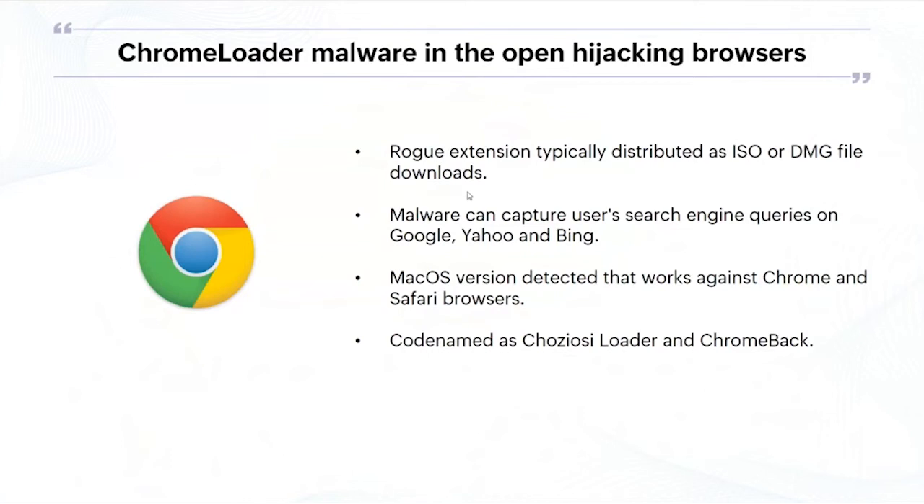Speaking of the malware, this ChromeLoader is a rogue Chrome browser extension which is typically being distributed as ISO or DMG file downloads in paper install sites, on Twitter, and on free gaming and movie sites as QR codes. The malware can capture users' search engine queries on Google, Yahoo, and Bing, and can also request invasive permissions to access browser data and manipulate web requests.